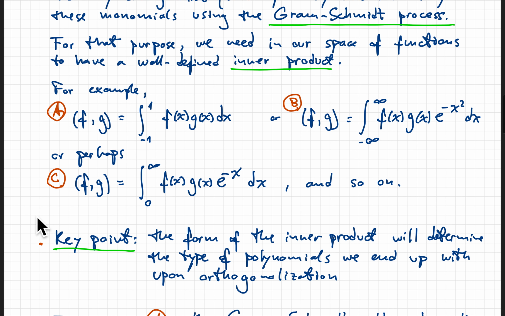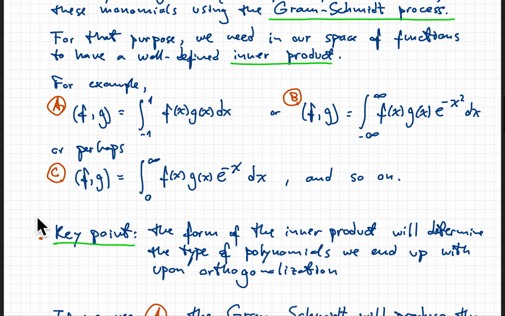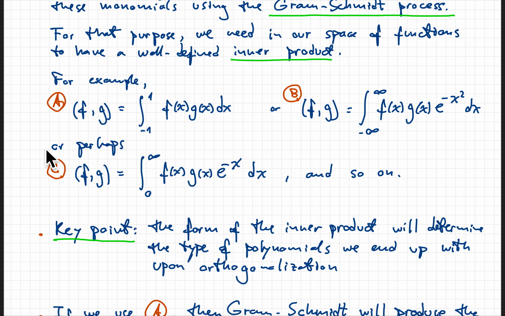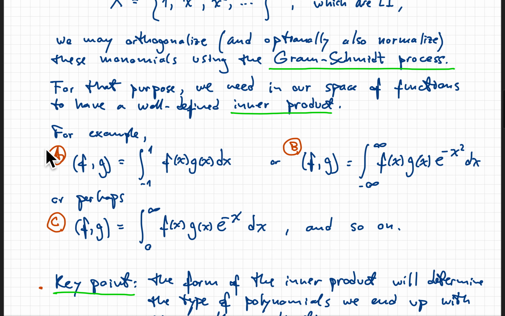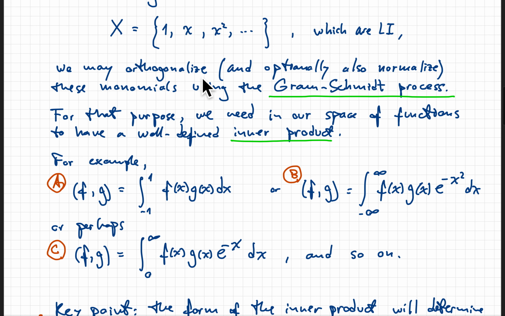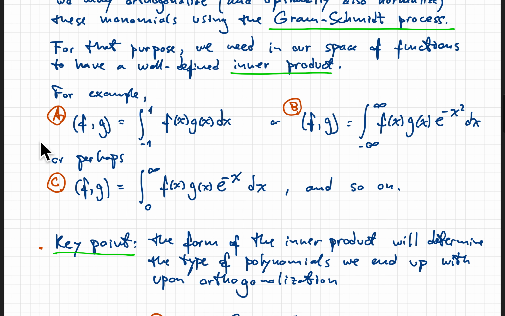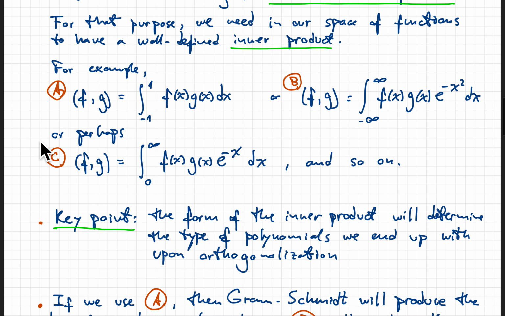So the key point that I want to make here is that this form of the inner product, whichever we choose, will determine which type of polynomials we end up with once we orthogonalize. In other words, the Gram-Schmidt process will take this as an input, coupled with whatever choice of inner product we do, any of these three or some other one, and then out will come another set of polynomials, and the type of polynomials we end up with will depend on what kind of inner product we choose.